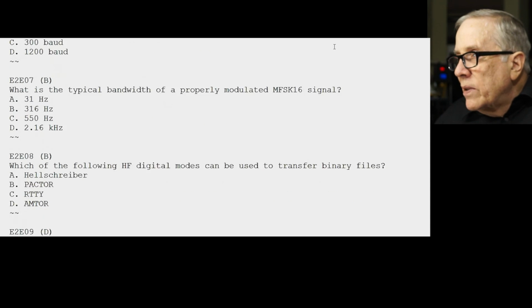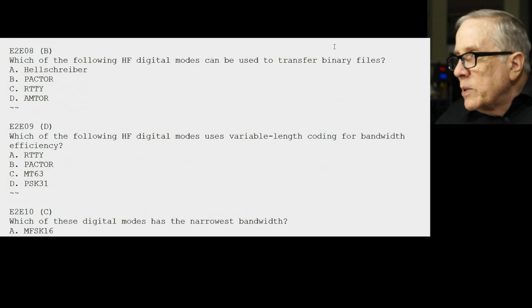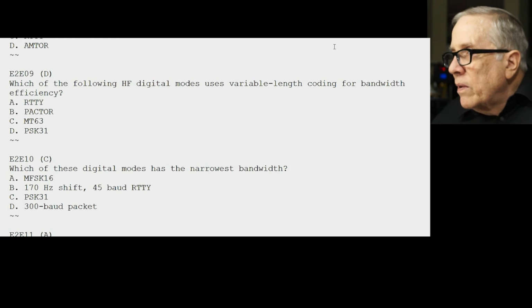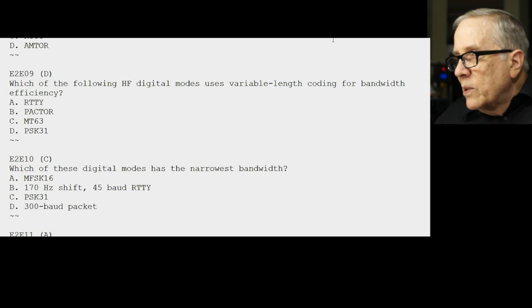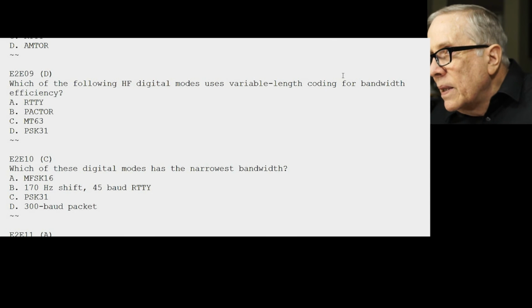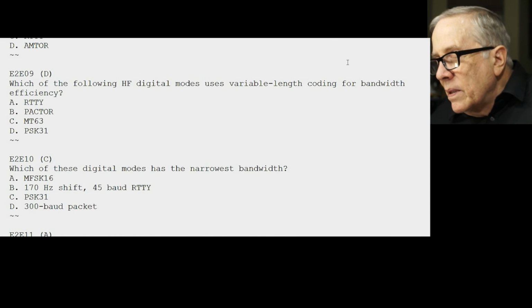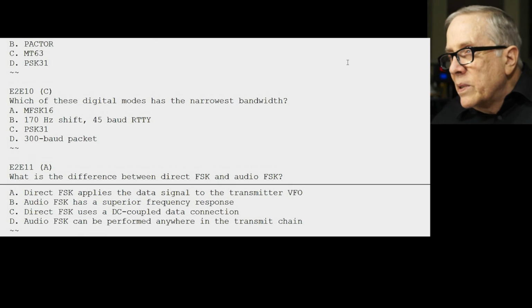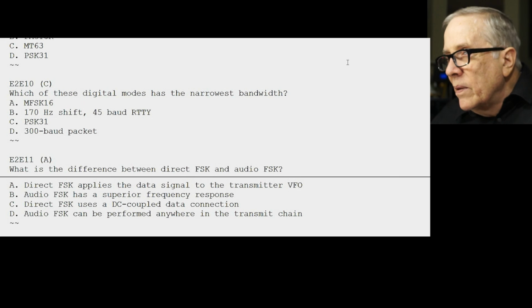E2E08, which of the following HF digital modes can be used to transmit binary data? And the answer is Pactor. Which of the following HF digital modes uses variable length coding for bandwidth efficiency? And the answer is PSK31. E2E10, which of the following digital modes has the narrowest bandwidth? The answer is PSK31. The others, the first one is 316, the last one's 300, and PSK31 is 31.